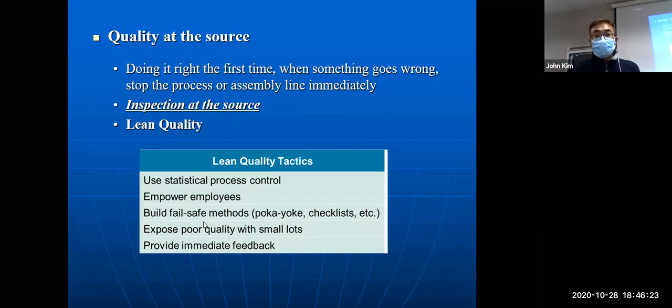And then fail-safe method. Did we cover that one in quality? Yeah. So using a fail-safe method, then expose poor quality with a small loss. So using a smaller size in a JIT system, if they use a smaller size, then they can identify the poor quality easily, and then provide immediate feedback. So when they need it, they get feedback immediately, so it reduces waiting time.